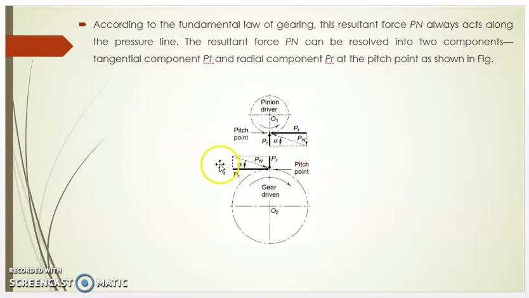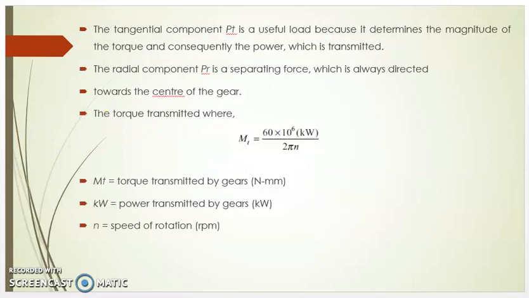Therefore, this Pn is resolved into two components. This Pr is nothing but radial force or separating force. This Pt is nothing but tangential force, due to which torque is transmitted. The tangential component Pt is a useful load because it determines the magnitude of the torque and consequently the power which is transmitted. The radial load Pr is a separating force which is always directed towards the center of the gear.